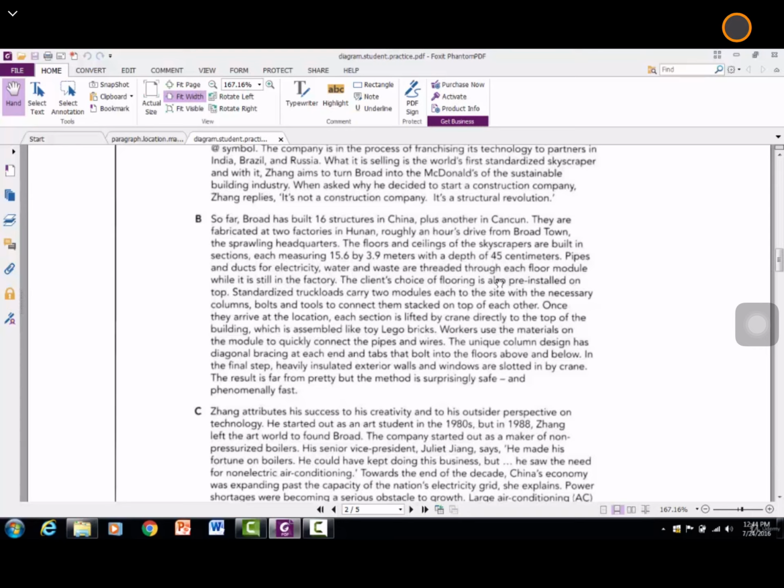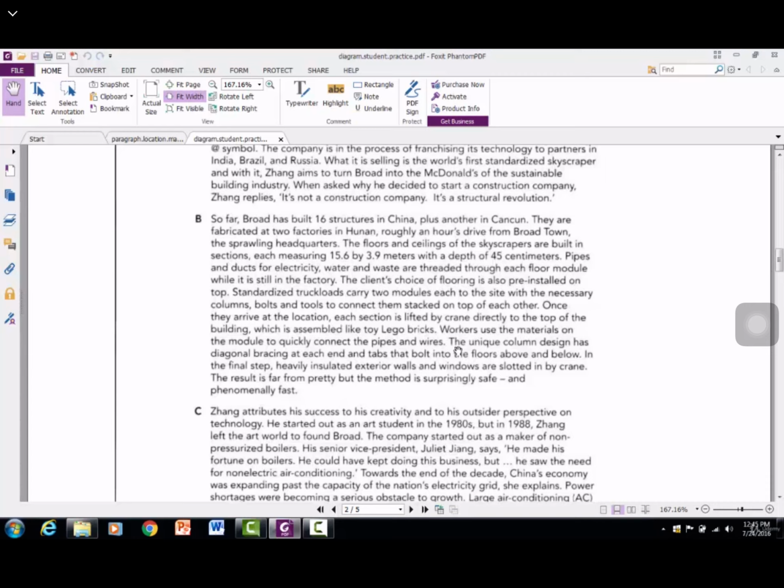Here's number 20. Here's number 19 with pipes and ducts. Here's number 20 with client's choice, flooring. And down here's number 21 with diagonal bracing. So you can see, it's as I told you, that this question, the diagram question, for the most part, is going to go in order. Okay, so let's read what it says.